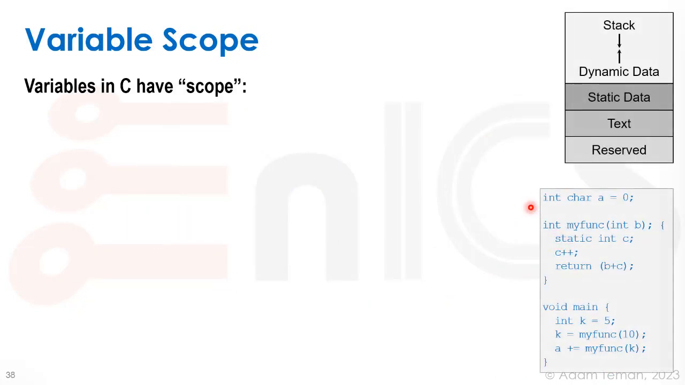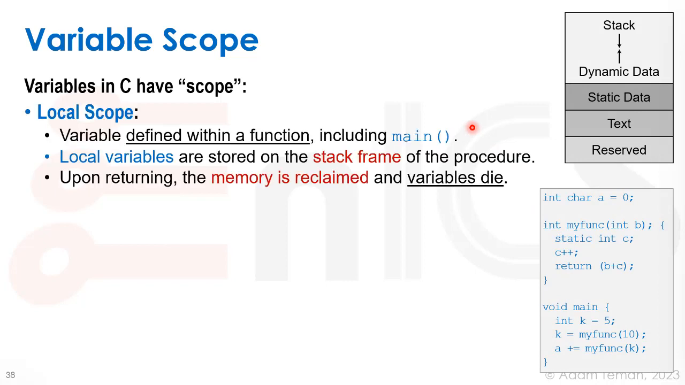So now we can go over to variable scope, and variables in C have this thing that is known as scope. So local scope is when we have a variable that's defined within a function, even main. So we have void main over here, and we have variable k that was defined inside. That's local. And local variables, therefore, are stored on the stack frame of the procedure. We said that each procedure receives a stack, including main.